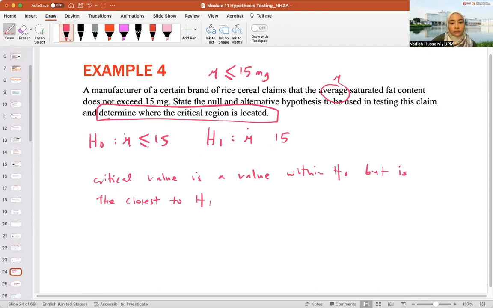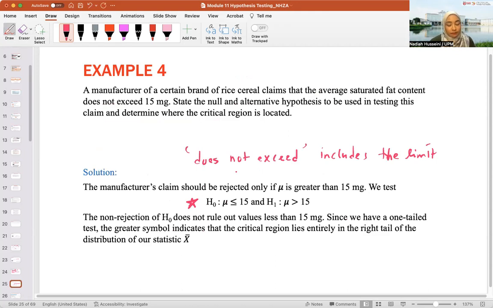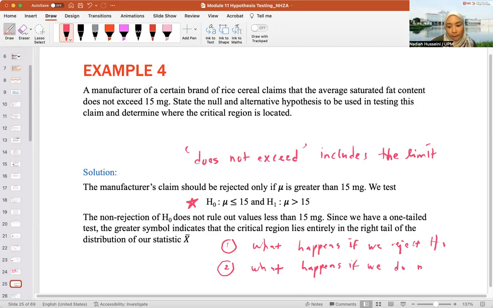Okay. Not very happy about this, but it's okay. Let's assume that "does not exceed" includes the limit as well, which includes 15. So that becomes our null hypothesis, and also the alternative hypothesis. We have to talk about two scenarios. The first one: what happens if we reject H0? This is always going to be the question that you have to answer. And number two: what happens if we do not reject H0? What does it imply for our data? This is something that you should look into in your reporting as well for your group project.